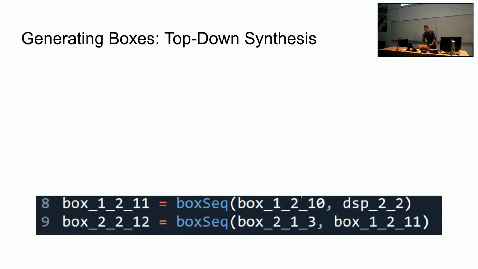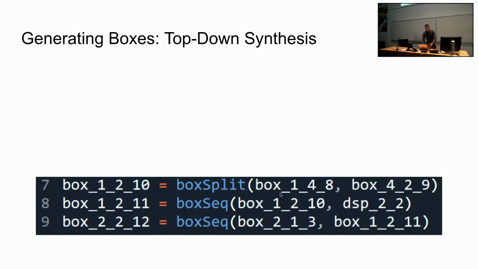And so I place that here, and I flip a coin again, and I see that box sequence, it needs to take this argument, box 1, 2, and 10. And I follow this procedure iteratively again, box 1, 2, 10. I flip a coin, I decide that that's going to be the result of calling box split.